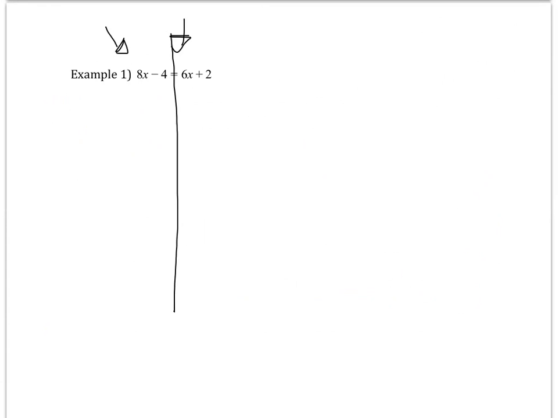So in order to move that 6x, there's no sign in front. If there's no sign in front, I'm going to assume it's a positive 6x. The opposite of a positive, or of addition, the inverse is subtraction. So I'm going to subtract 6x from both sides. I'm going to draw my line. 6x minus 6x, those are going to cancel. On the right side, I'm left with 2.